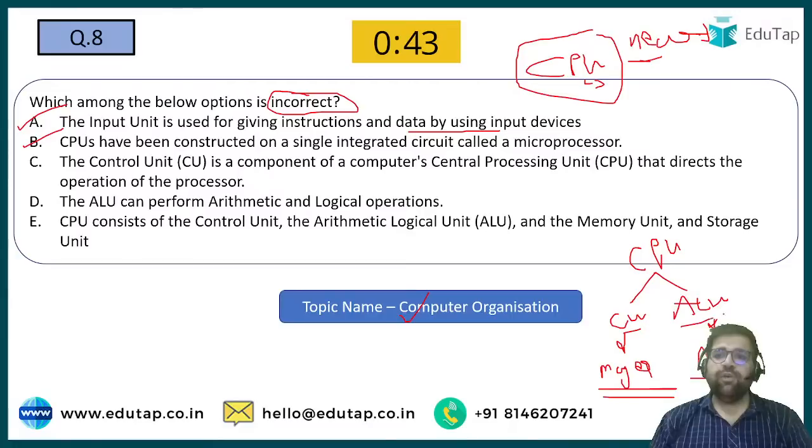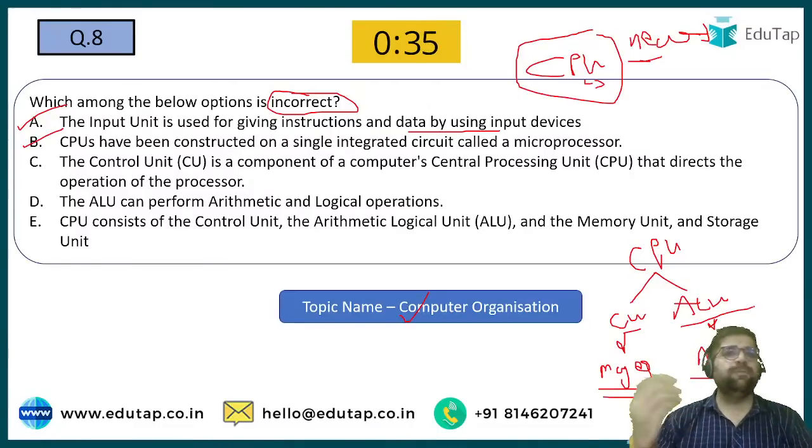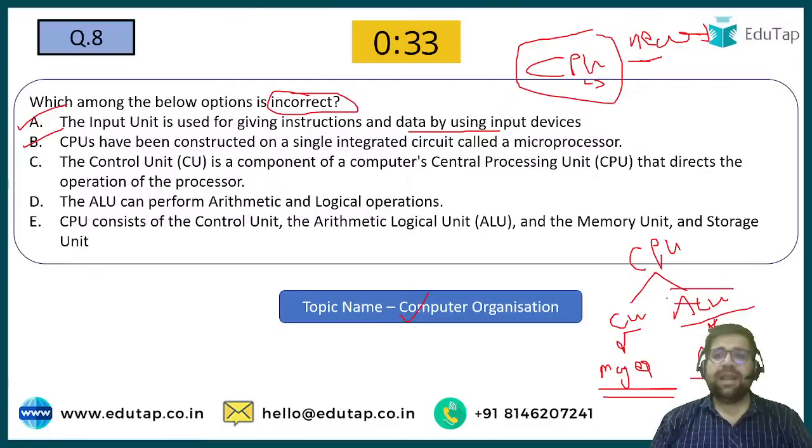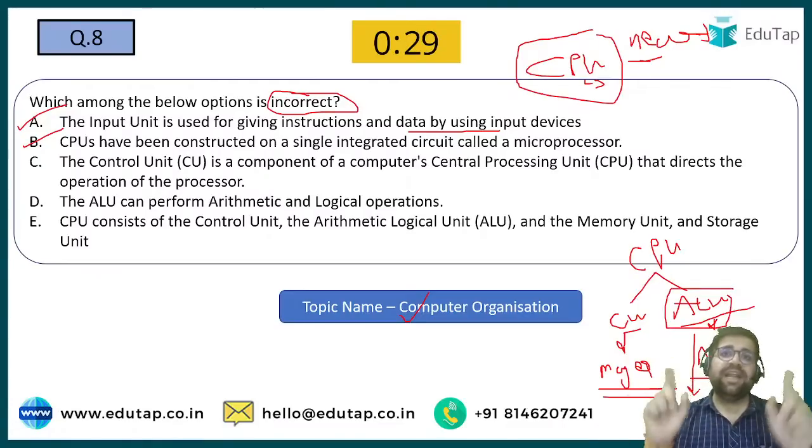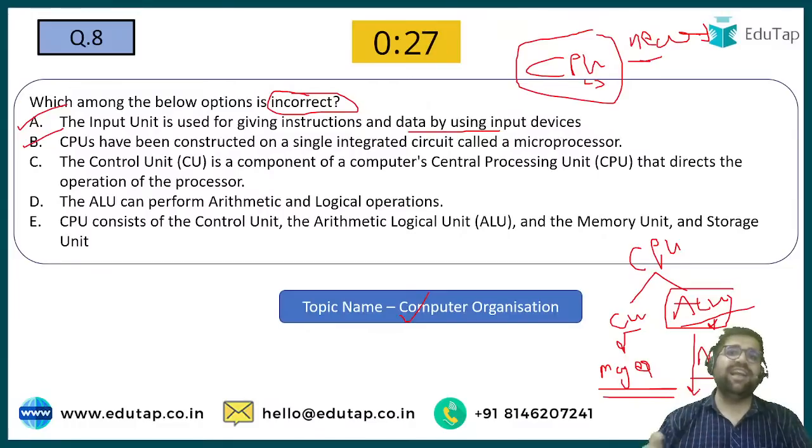What is ALU? ALU is that particular component which will do all the mathematical work, like 2 plus 2, 3 into 2, 4 to the power of 6. That will be done by ALU. That is why ALU is known as the arithmetical brain of the computer. So remember these key terms.